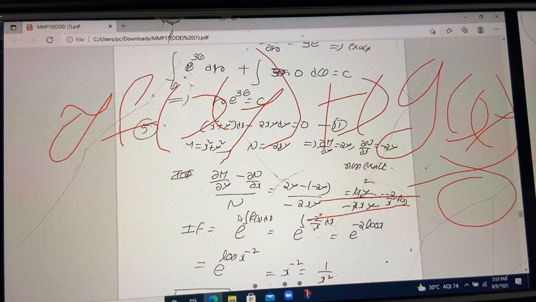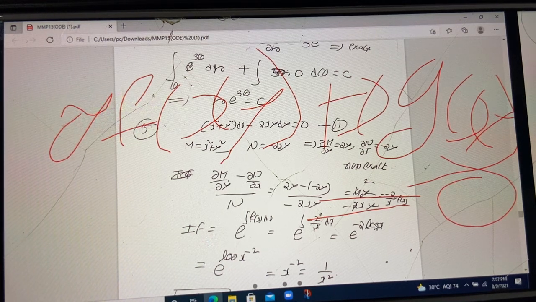Denominator is N here. Denominator N means (∂M/∂y - ∂N/∂x) by N. N is -2xy. ∂M/∂y of y² is 2y, for x² it is 0, minus ∂N/∂x, which is -2y, so 4y by -2xy. 2 goes into 4 two times, y cancels, so it is -2 by x. This is f(x). So the integrating factor is e to the power of the integral of f(x) dx, which is the integral of -2 by x dx.